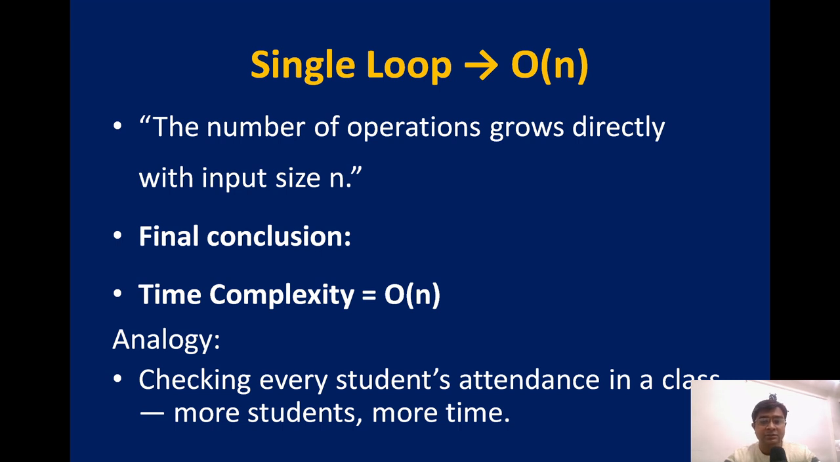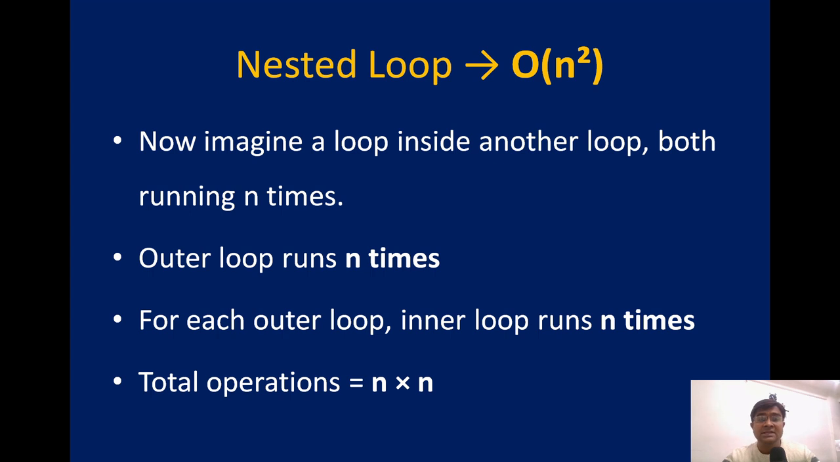Now next is the nested loop, and for that the big O notation is O of n square. Imagine a loop inside another loop, both running n times. The outer loop runs n times. For each outer loop iteration, the inner loop runs n times. So the total number of operations would be n into n, because both loops are running n times. So that would be multiplication.